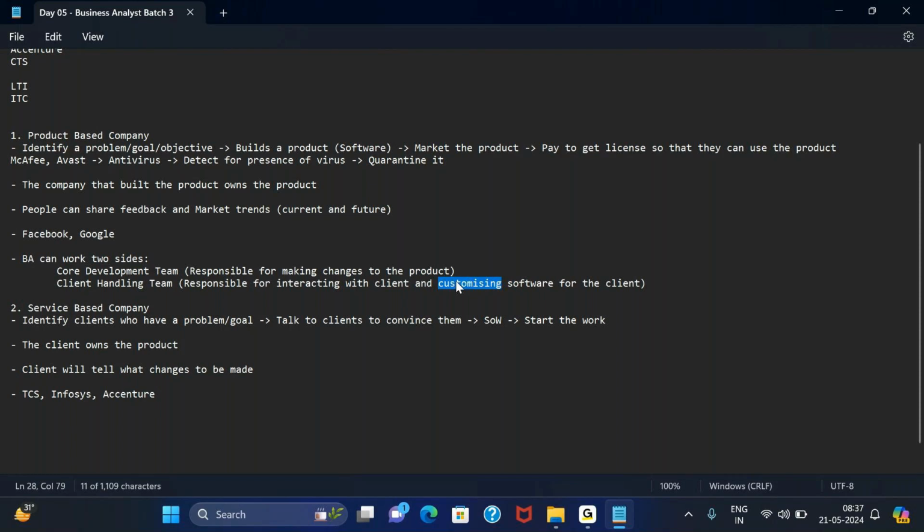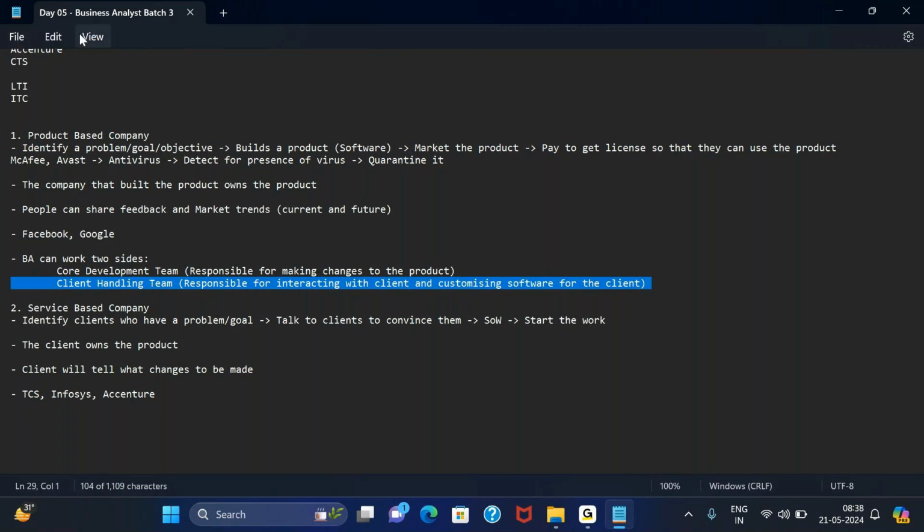So as long as I'm not disturbing the core software, or the core product, that is okay. Customizations will mostly be around the client not wanting all features, wanting a few features, plus they may ask to change the look and feel of those features.